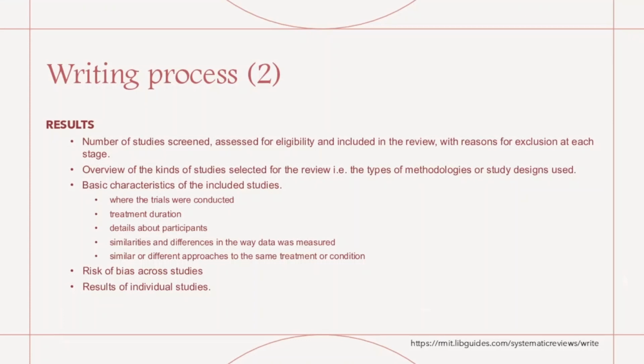You should state the similarities and differences in the way the data was measured, meaning that you should state if in certain articles the data was categorical, or if it was numerical data, continuous data. You should also state the similar or different approaches to the same treatment or condition. And you should also discuss the risk of bias across studies.